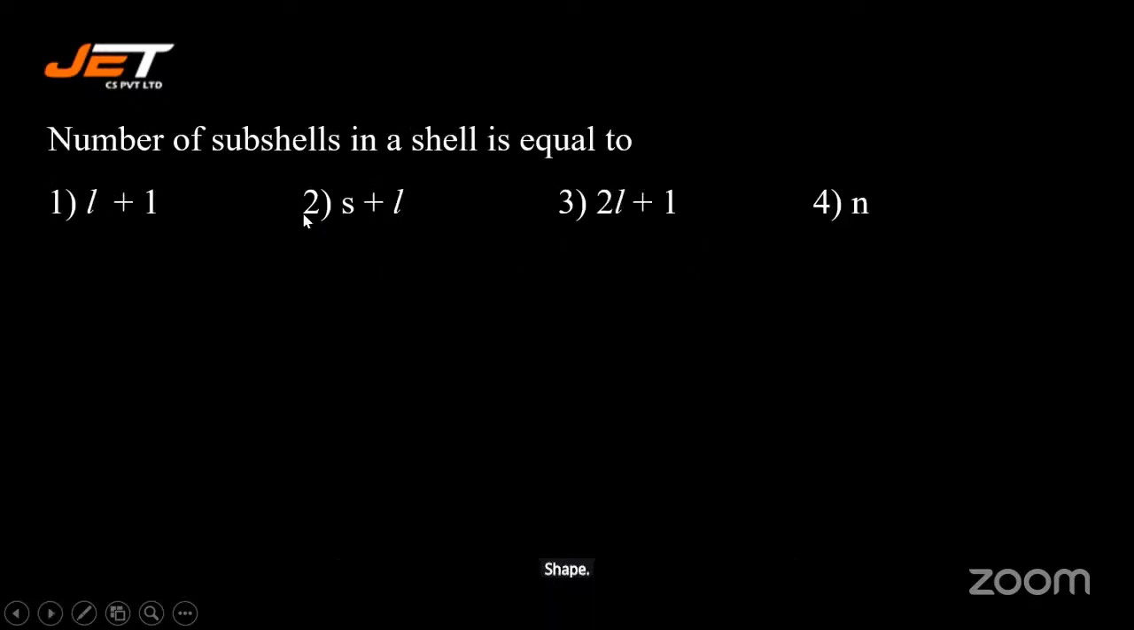Number of subshells in a shell is equal to. What is the number of subshells in a shell equal to? What is the formula? Let me see who will answer it correctly. Shrutasya, L plus 1. Let us see what is the right answer. The number of subshells in a shell is equal to the principal quantum number, n.